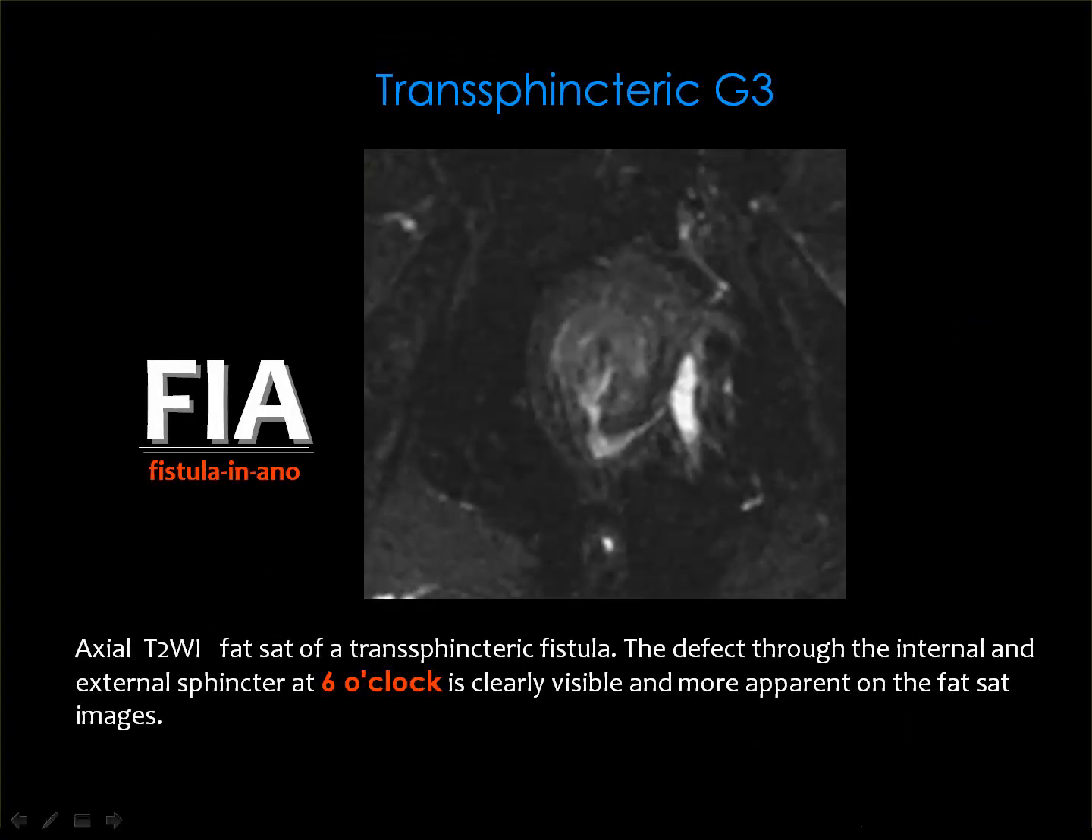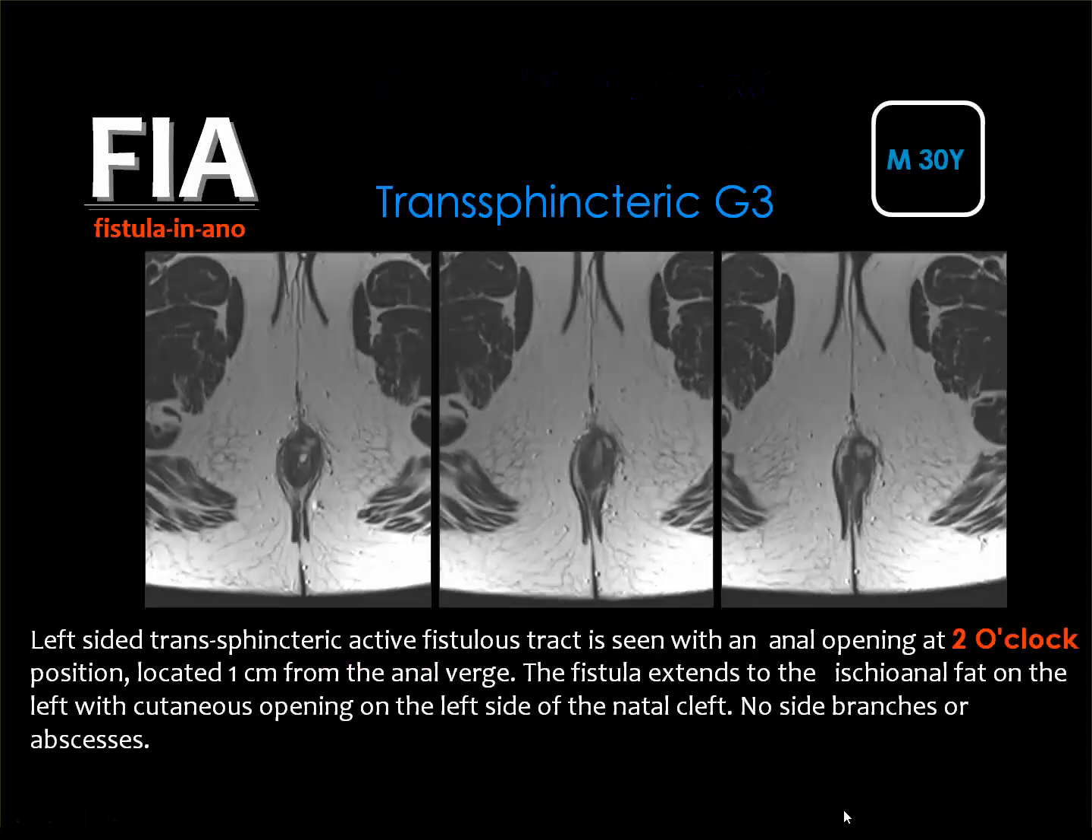And this is another example, and you see this is the intersphincteric fistula, the opening at 6 o'clock, and it goes like this between the sphincters until it pierces the external sphincter and goes into the ischioanal fossa. Another example, and you see a fistulous opening at 2 o'clock, and it goes like this between the sphincters until it crosses the external sphincter and minimally extends into the ischioanal fossa.